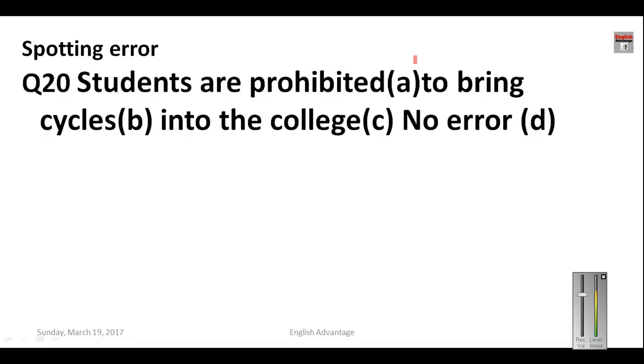Question number 20th. Students are prohibited to bring cycles into the college. When you use the word like prohibited or like prevent, they are always followed by from, and since from is a preposition, that is followed by ing form of the verb. So students are prohibited from bringing. That is how you should write this sentence. Students are prohibited from bringing. So here your answer will be B. B will be your answer.